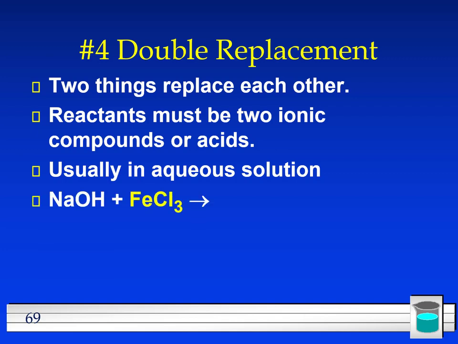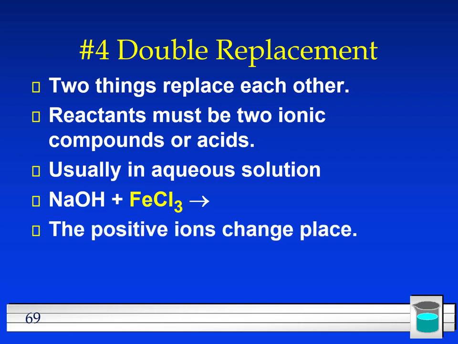So here's the reactants. Two ionic compounds. Sodium hydroxide and iron 3 chloride. And what they do is the positive ions, the cations, change places. It doesn't matter which one you pick. I pick the positive ions because that's the way I've been focusing on so far. Technically, the negative ions change places too.